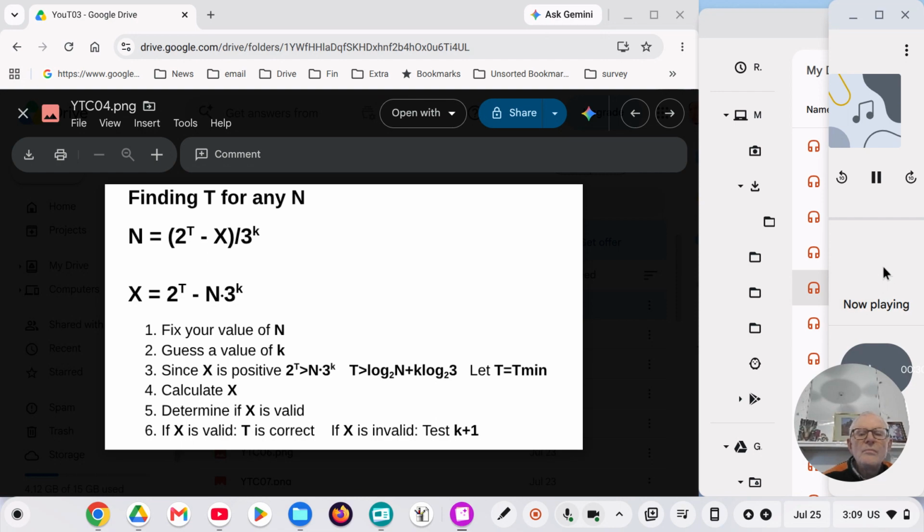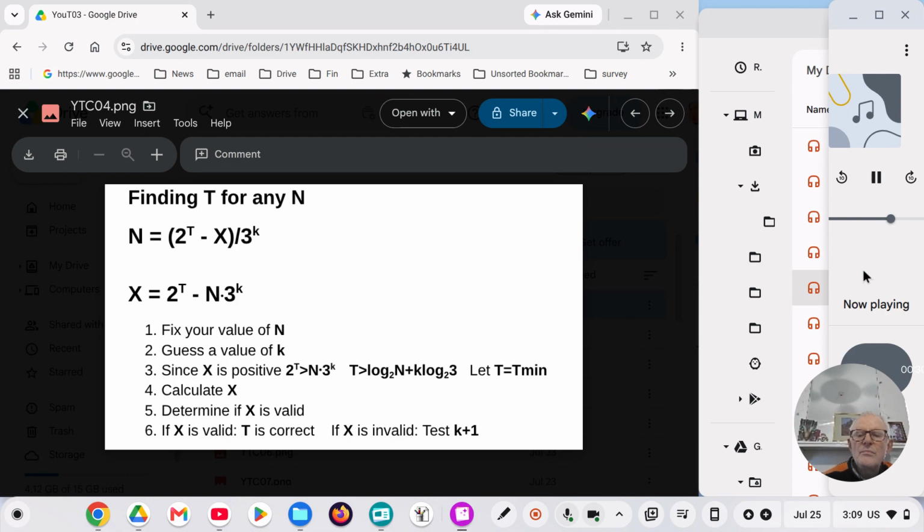We have the parity equation and we can rearrange that to show that x equals 2 to the power of t minus N times 3 to the power of k. Now you fix your value of N. You can guess a value of k. Let's start off with k equals 1. The value of x is positive.